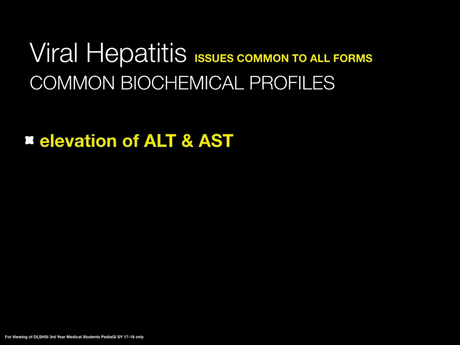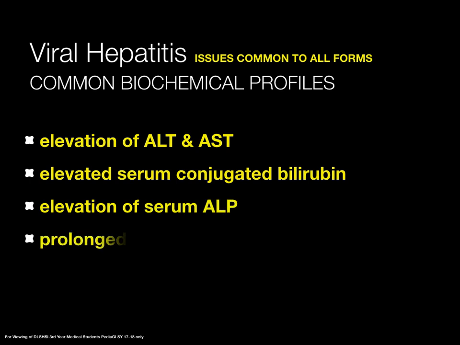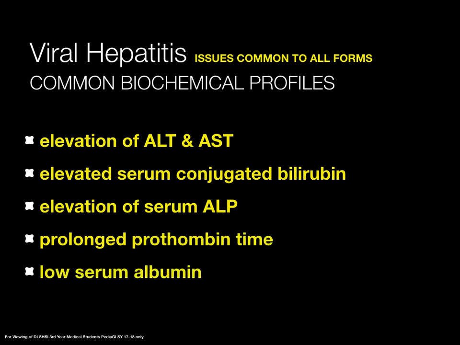There can be elevation of alanine aminotransferase or aspartate aminotransferase as well as alkaline phosphatase. There can be elevated serum conjugated bilirubin, elevation of serum alkaline phosphatase as mentioned earlier, and prolonged prothrombin time and low serum albumin.